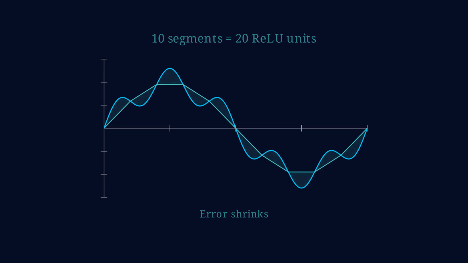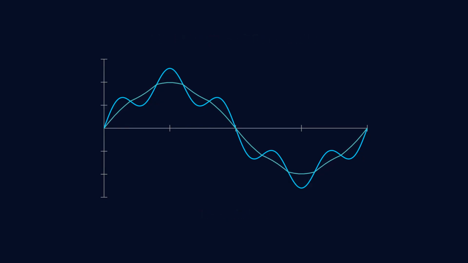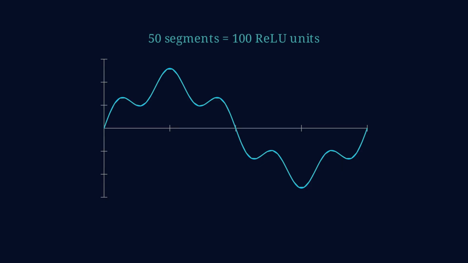Keep going. 50 segments. The piecewise linear approximation is now so dense that the error is barely visible. The curve and the approximation are almost indistinguishable. 100 ReLU units, 50 segments, and we're within a tiny epsilon of the target function everywhere. This is the Universal Approximation Theorem in action.